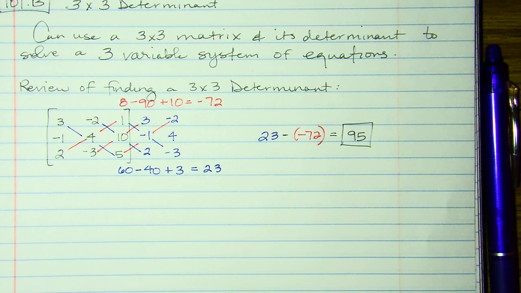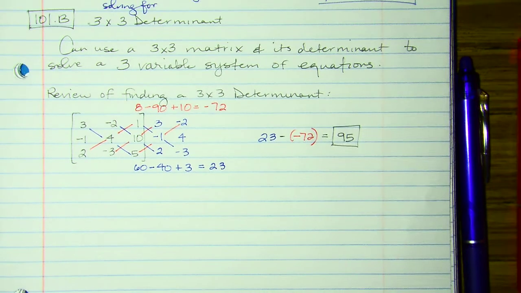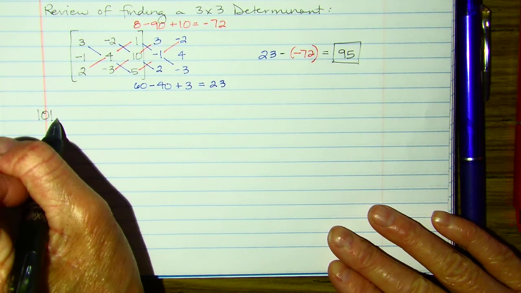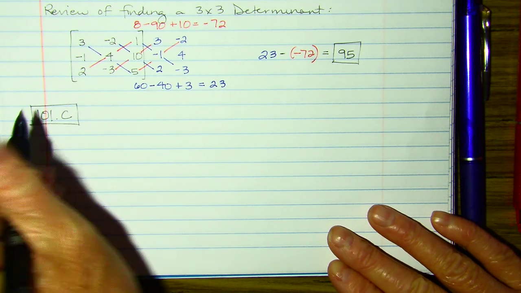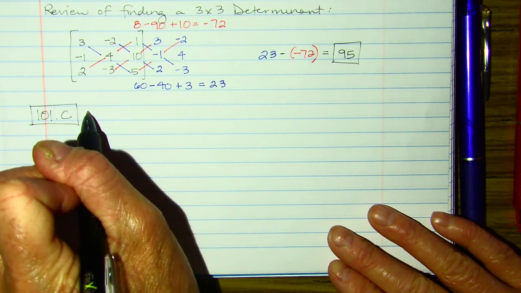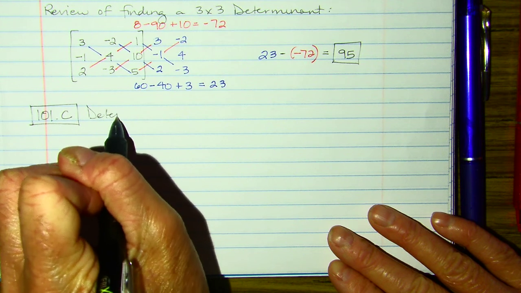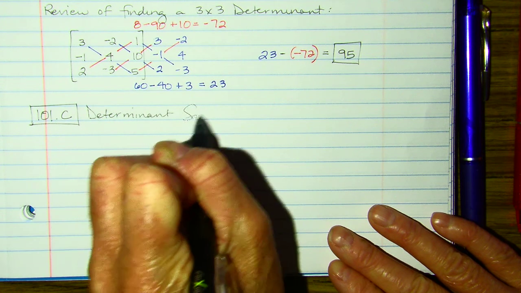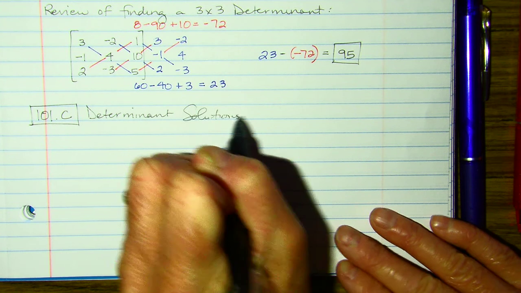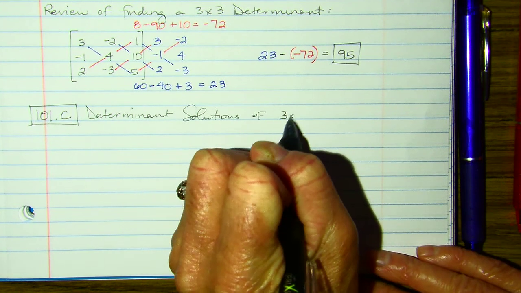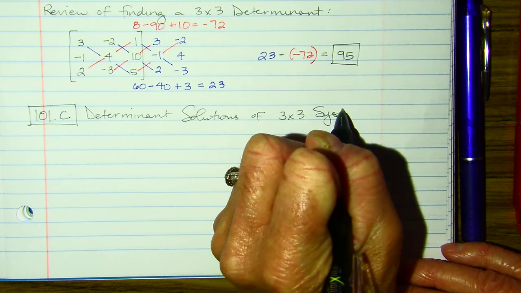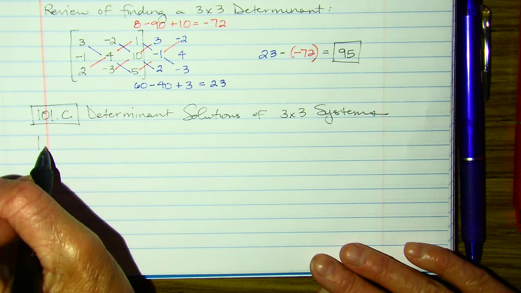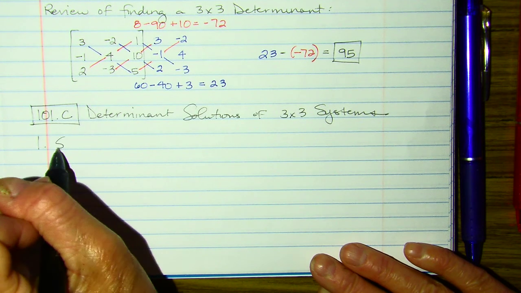So we're going to use this knowledge to solve a 3 by 3 in section 101.C. We are going to find determinant solutions of 3 by 3 systems. So number 1, we're going to solve using Cramer's rule.